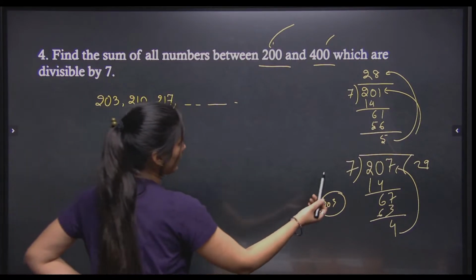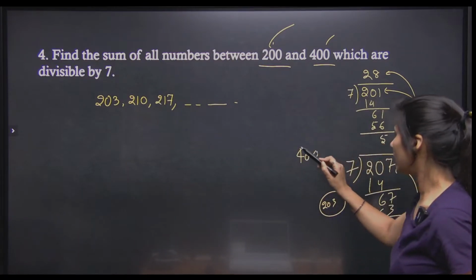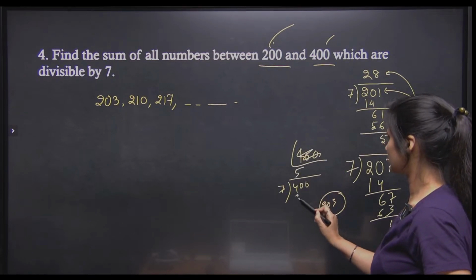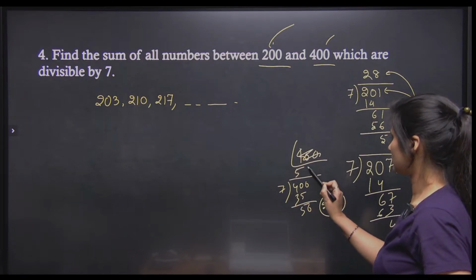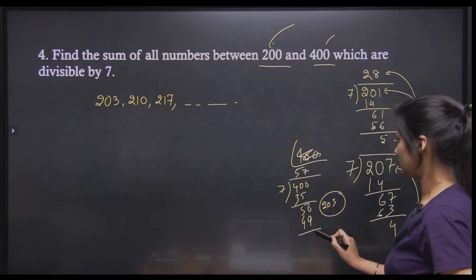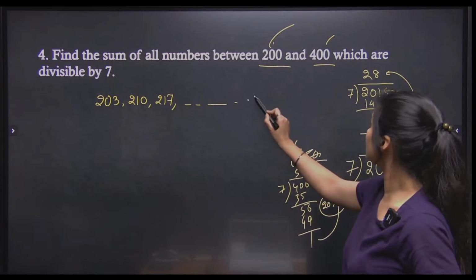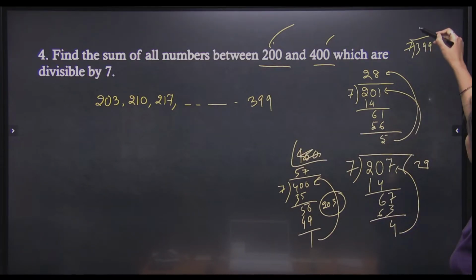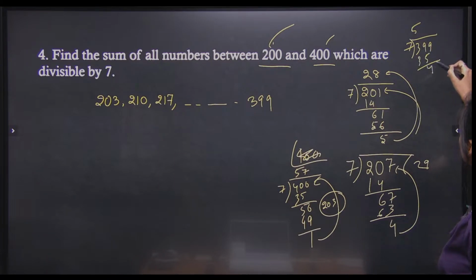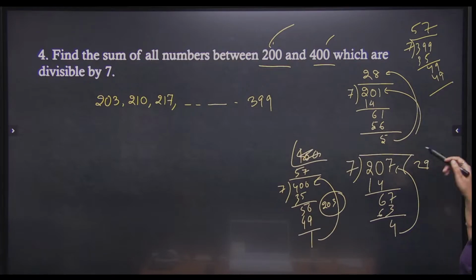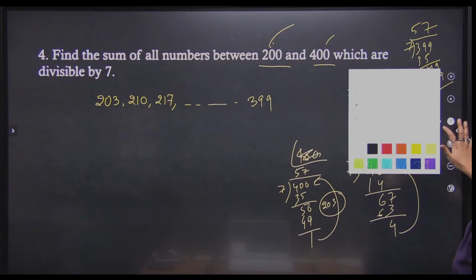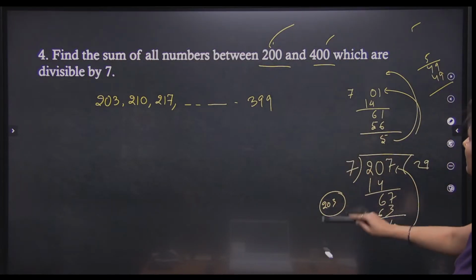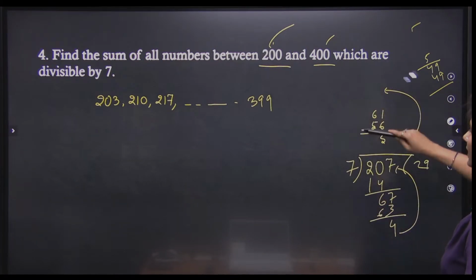Now 400, if I check on 400, we have 399. You can check it, if you want to check it. Isn't it? So this is the way you can check. So we have the AP, okay? We have the AP. Now we need to find the sum.